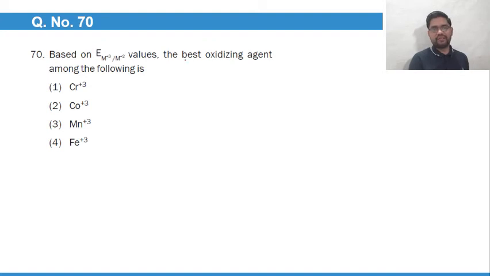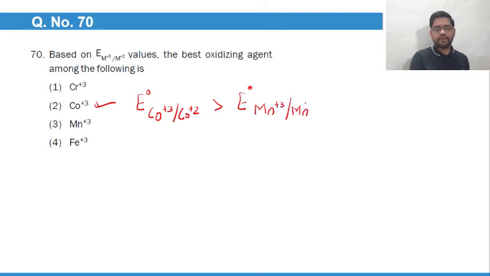Okay. 70. Based on this reduction value, the best oxidizing agent of the following will be. Based on the values, the answer should be cobalt, because the standard reduction potential of cobalt +3 to +2 is more than the standard reduction potential of Mn +3 to Mn +2. Then it is for chromium +3 to chromium +2, and lastly it is Fe +3 to Fe +2. So this is the order. So option number 2 will be the best answer.